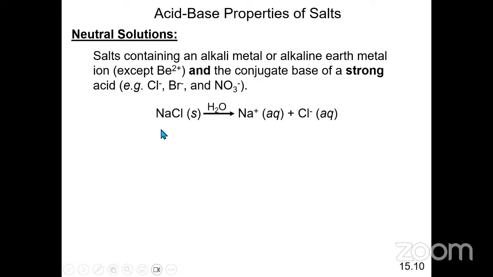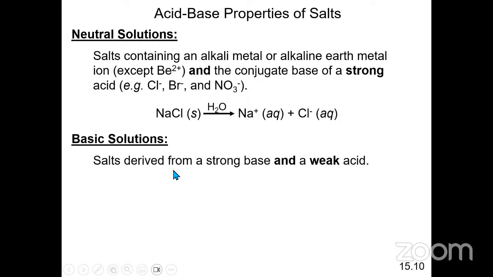So for example, sodium chloride is one such example, the one that we just mentioned. The sodium is from group 1A, and the chloride is the conjugate base of a strong acid. So basically, the sodium and chloride ions are very stable, and therefore will not in any way react with the water to form an acidic or basic solution. Now, basic solutions are formed from salts derived from a strong base and a weak acid. So basically, the salt is coming from a strong base and a weak acid reacting to form a salt and water. Basically, you're going to end up with a basic solution.